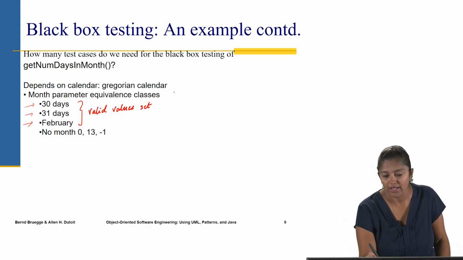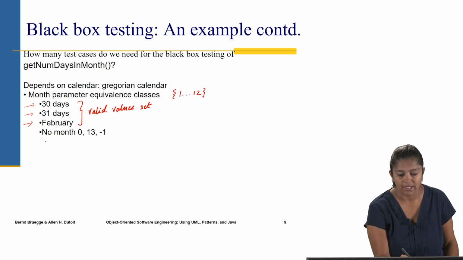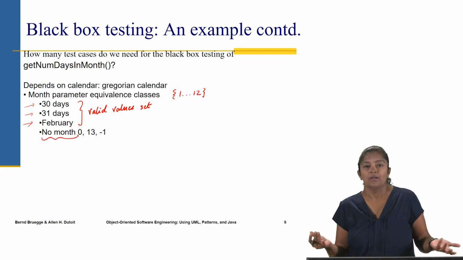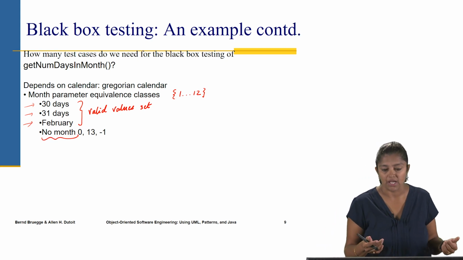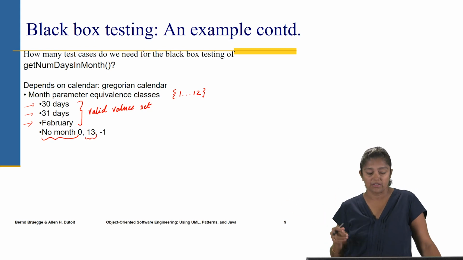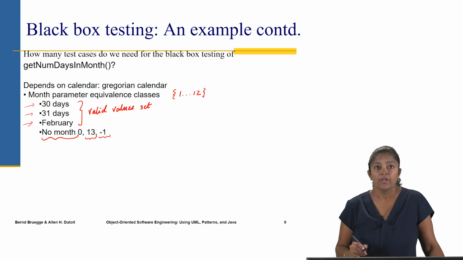So our valid values are 1 through 12, right? So we want to then check for below the range, which will be like a no month. 0 is a no month. It's an edge case, and it's invalid in this case. Then we'll check for 13, which is outside of that range, greater than 12. And then it's always a good idea to check for -1 as well.